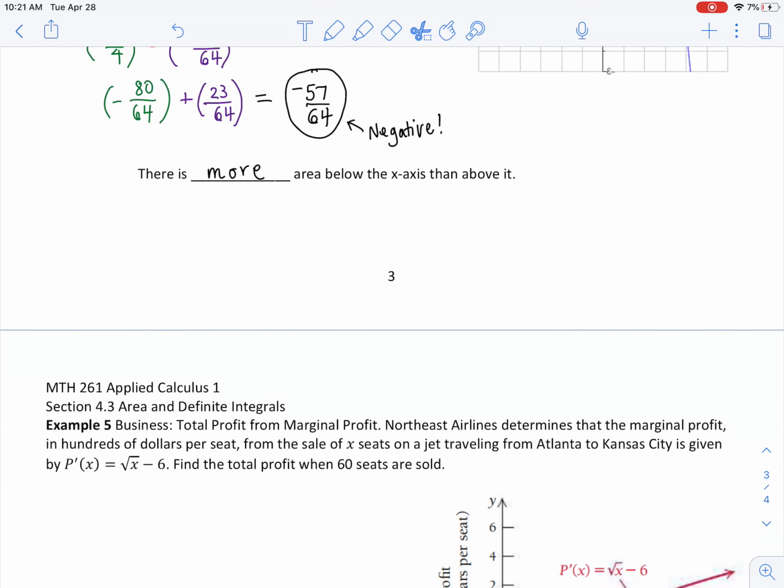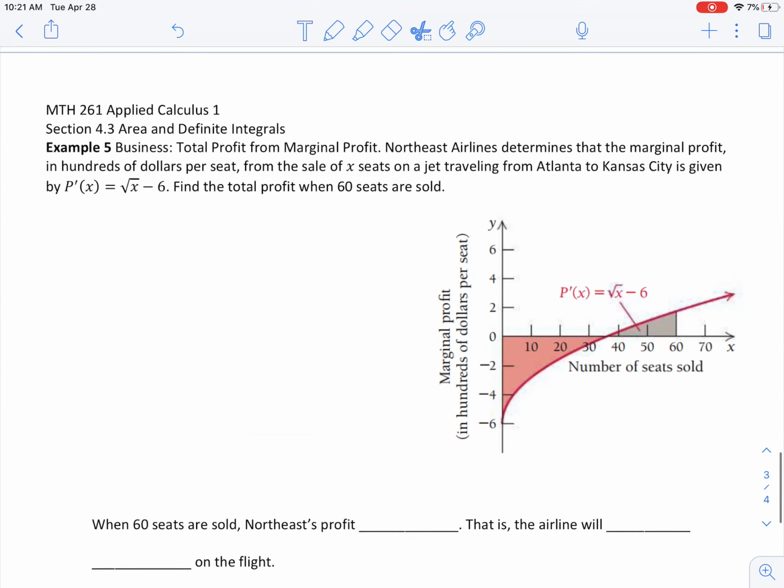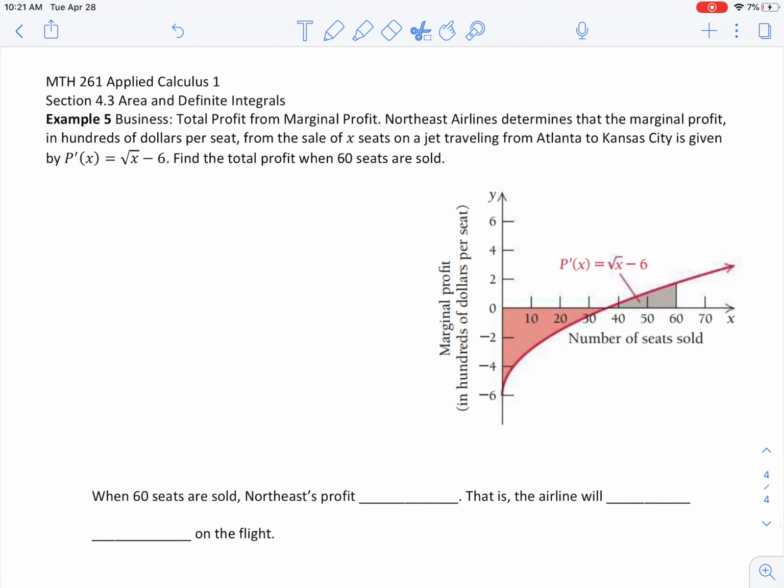Examples 5 and 6 are application problems. First one, business, and then example 6 will be a physical science example. Let's look at example 5 first. Total profit from marginal profit. Northeast Airlines determines that the marginal profit is in hundreds of dollars per seat.